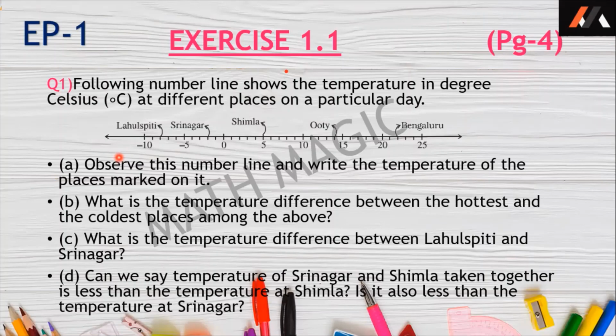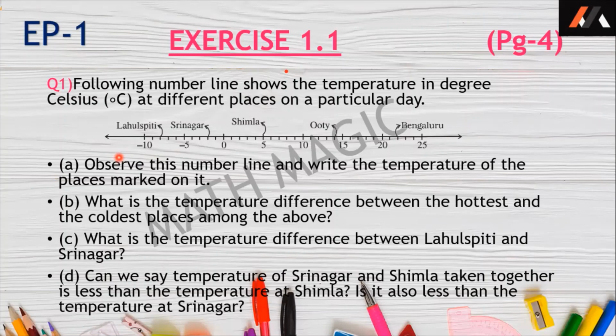So we can directly write 5 degrees Celsius. The temperature of Ooty is very close to 15 degrees Celsius. So we can just subtract 1 unit from the closest number as we are moving towards the left. So the temperature at Ooty will be 15 minus 1, that is 14 degrees Celsius. Similarly, the temperature at Bengaluru will be 2 units away from 20 degrees. Therefore, the temperature at Bengaluru will be 22 degrees Celsius. Let's proceed.